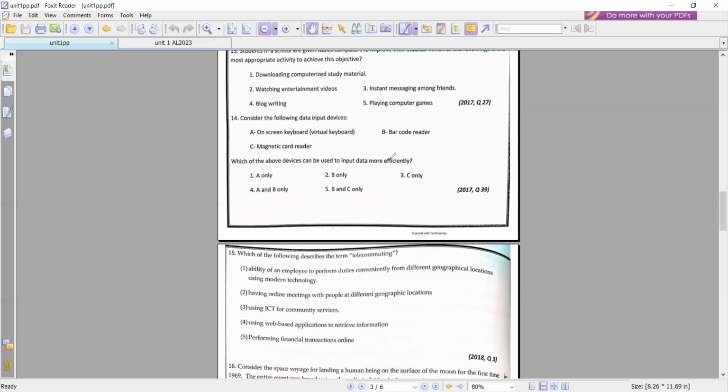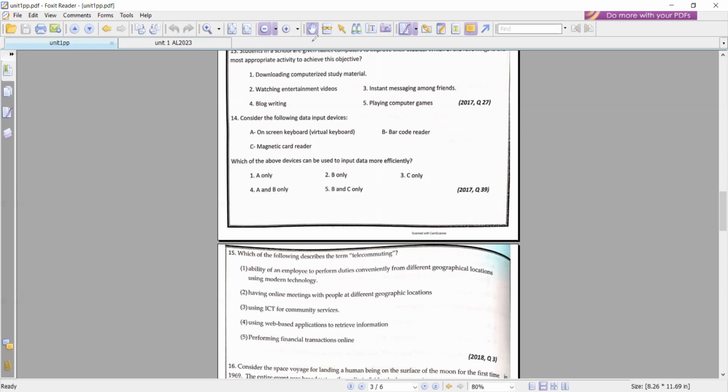Consider the following data input devices: on-screen keyboard, barcode reader, magnetic card reader. Which of the above devices can be used to input data more efficiently? When you are using an on-screen keyboard, you have to click on the keys, which is a bit difficult.